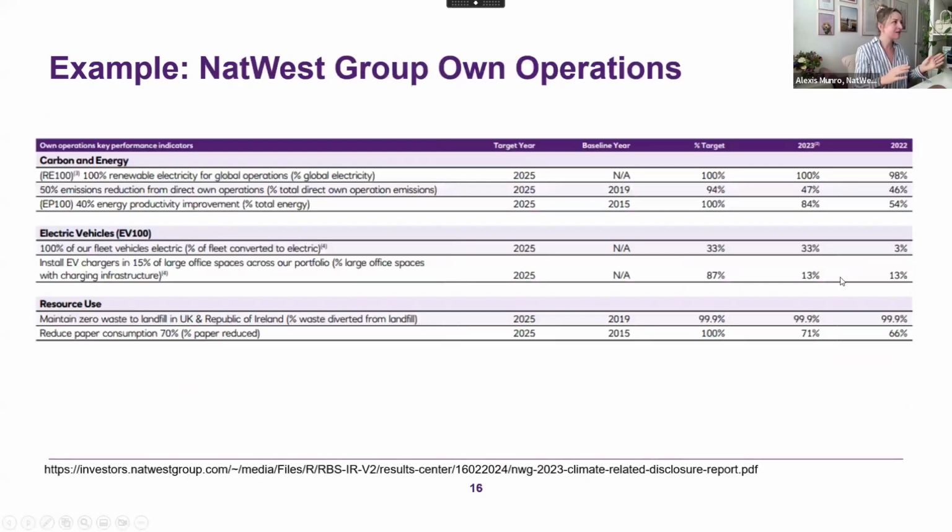I'm conscious of time, so I'm going to canter through the next few slides. These are just some examples of the metrics that my team reports as part of our own operations. You can see we have our electricity being renewable, as well as our energy reduction metric and ambition. We have our emissions ambition, electric vehicle ambitions, and then resource use around waste and around how much paper we're consuming. So really trying to spread across the areas where we're having the most impact and reporting how we're doing against those.